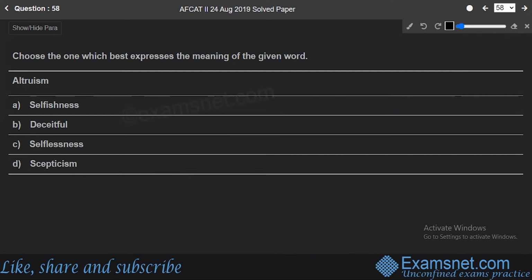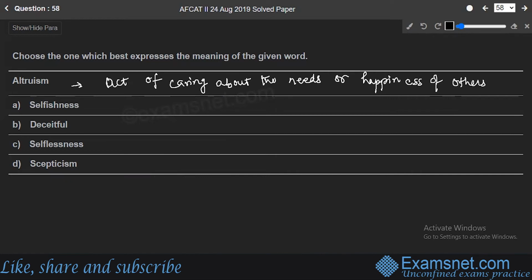Altruism means the act of caring about the needs or the happiness of others more than your own, right?